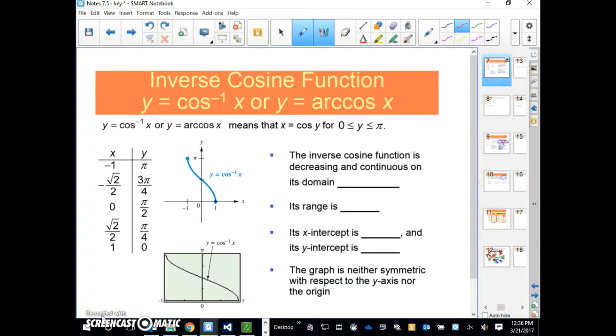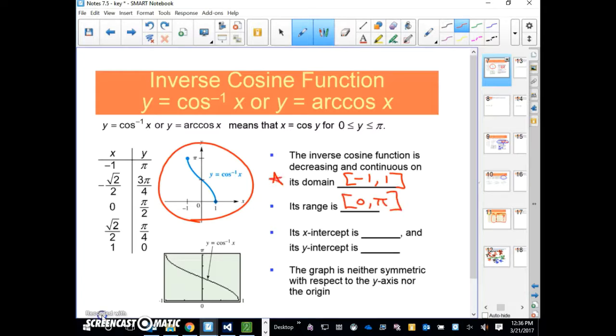Here we can see the graph of the inverse cosine function. We're not going to have to graph it. What we are going to have to look at is the domain. The domain of inverse cosine is the same as the domain of the inverse sine, -1 to 1. The range is not, though. The range is a little bit different. The range of an inverse cosine is from 0 to pi.